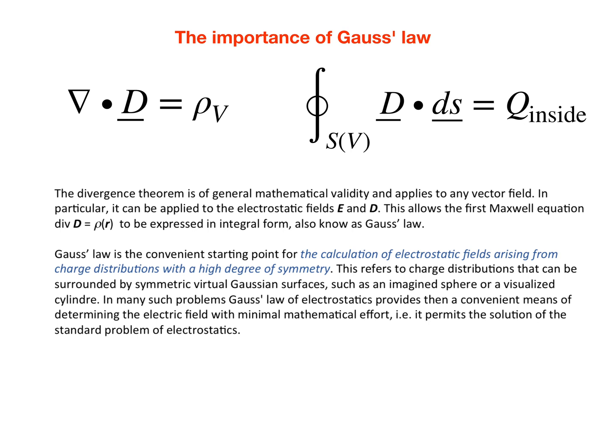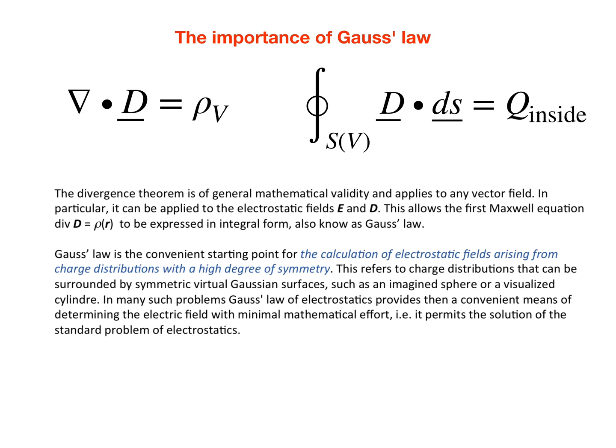The divergence theorem is of general mathematical validity, and it applies to any vector field. In particular, it can be applied here in electrostatics to the electric field strength E and the electric flux density D, relating these two vector fields. The divergence theorem allows us to express the first Maxwell equation, divergence of D equals charge density, in integral form. Both the differential form and the integral form are known as Gauss's law.